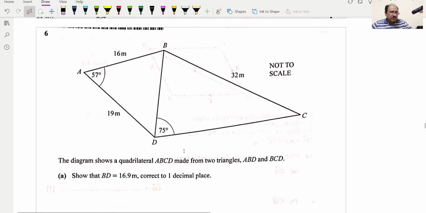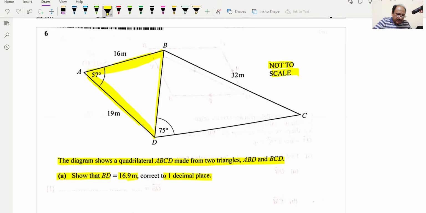Now question number 6. It says the diagram provided is not to scale, and the diagram shows a quadrilateral ABCD made from two triangles ABD and BCD. Show that BD is equal to 16.9 meters, correct to one decimal place. So BD we have to show. First we will take triangle ABD, which is this one.